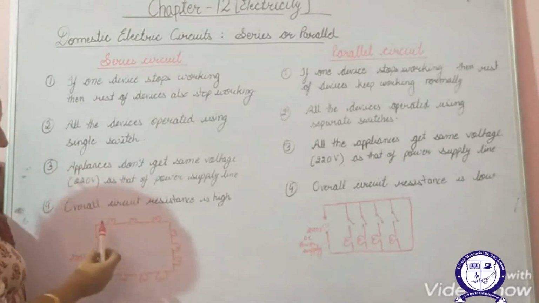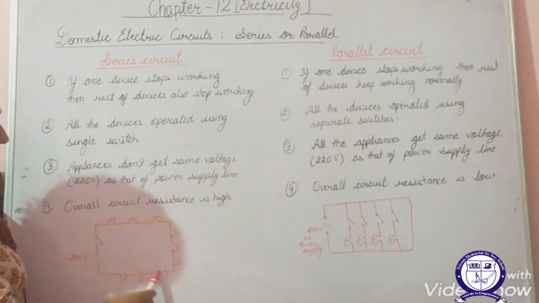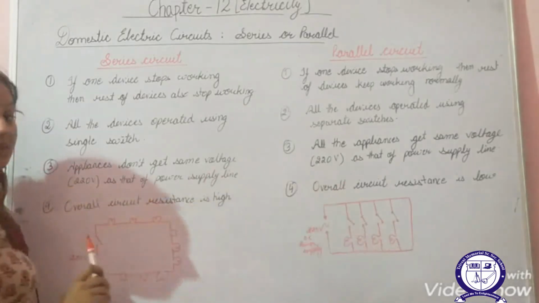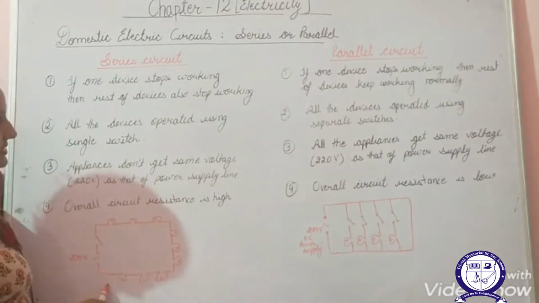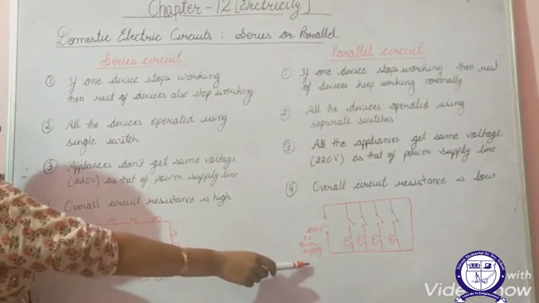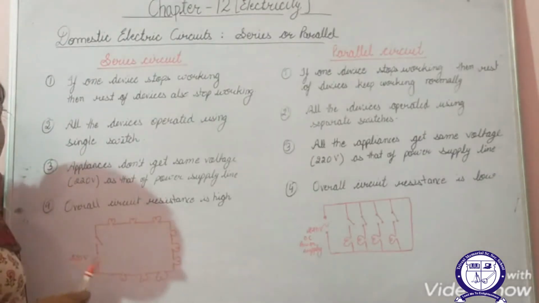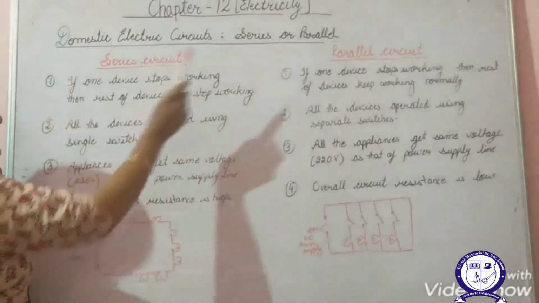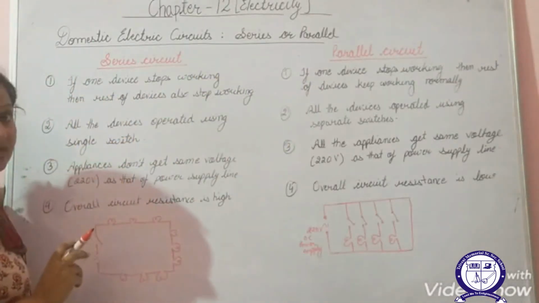parallel. So let's discuss. Here I have connected all these bulbs in series, and here I have connected all these bulbs in parallel. So this arrangement is the series circuit, and this arrangement shows your parallel circuit. Now we'll discuss the disadvantages of series circuit and the advantages of parallel circuit.